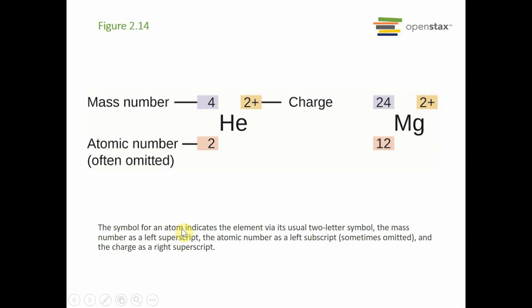The symbol for an atom indicates the element via its usual two-letter symbol, the mass number as a left superscript, the atomic number as a left subscript, which is sometimes omitted because it is redundant to the symbol, and the charge as a right superscript.